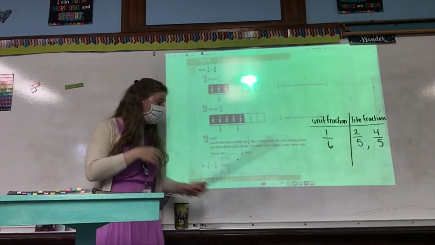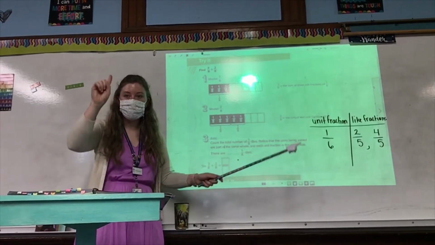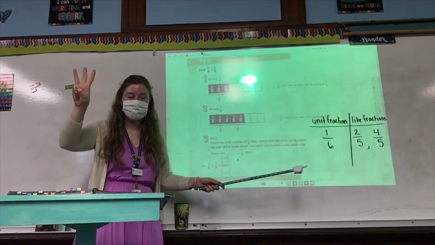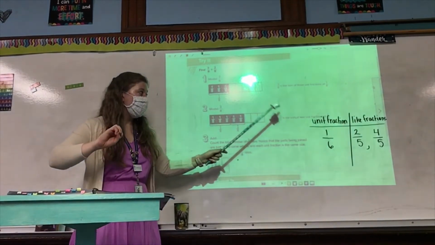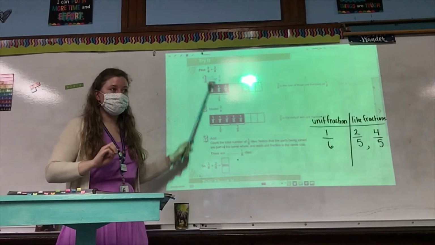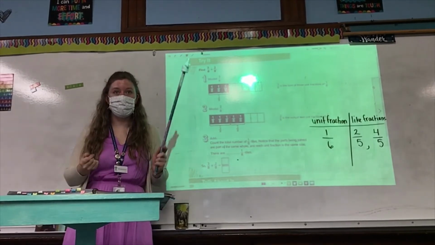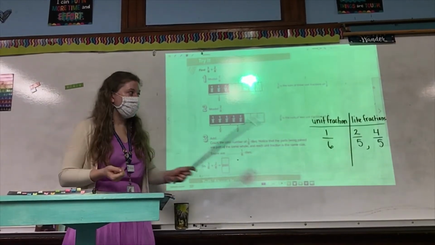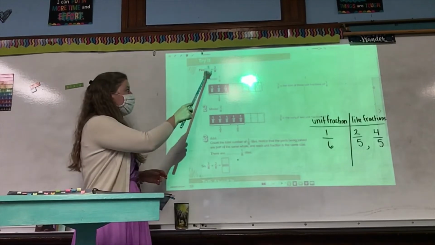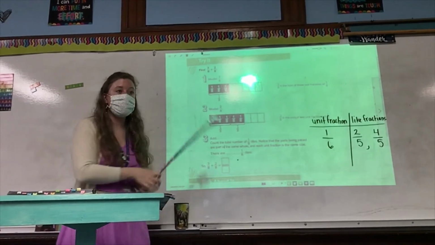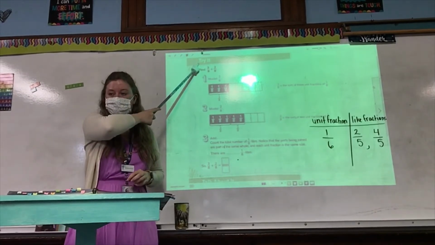In example 1, we used unit fractions. We said 1/5 plus 1/5 plus 1/5 equaled 3/5. But what if we don't have unit fractions? What if we have fractions that we are adding that don't have 1 as a numerator? What if they are like fractions, where they have different numerators but the same denominator? Well, everybody finger on the pencil on the try it, because that's going to tell us exactly how to do that.